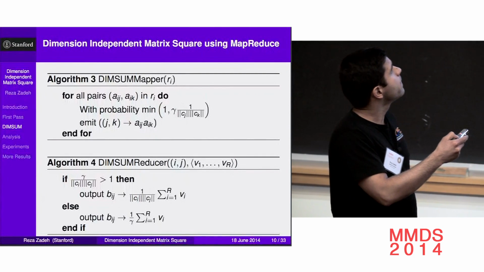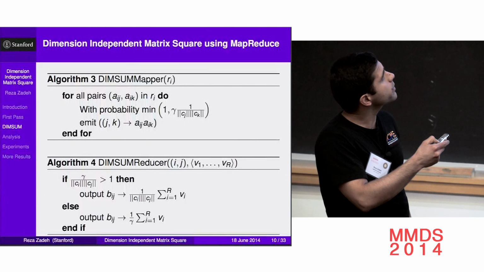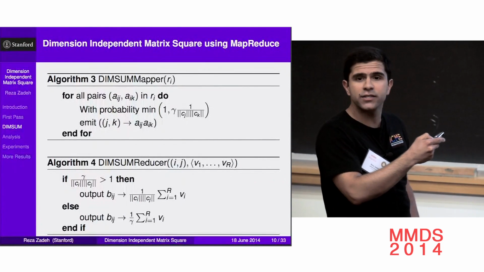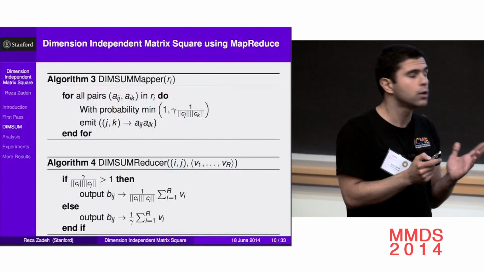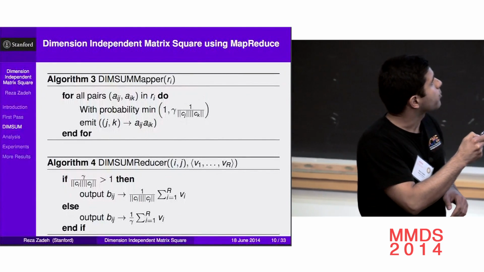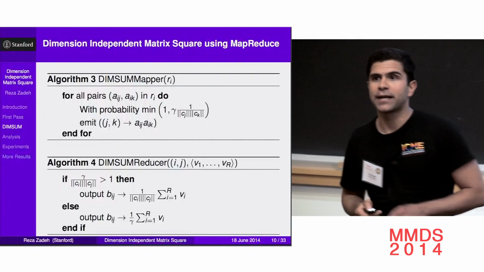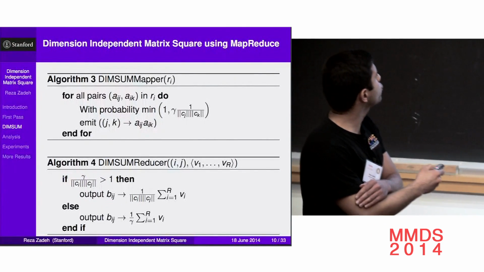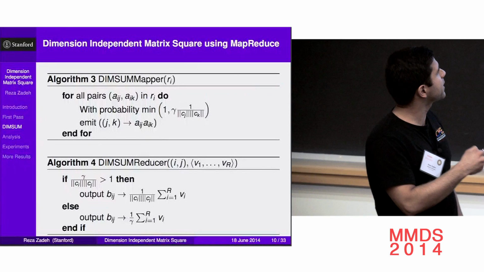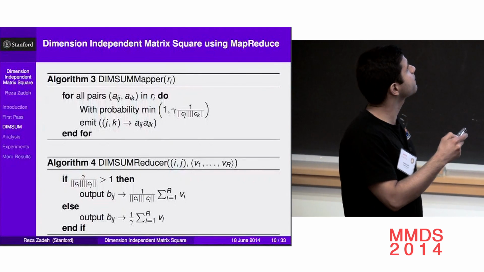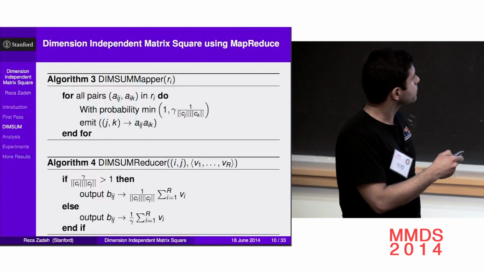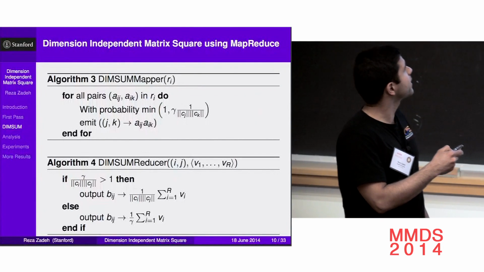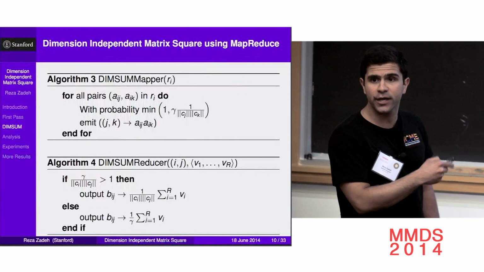The minimum here is just to make sure that this is a probability. That's why it's 1. And then the gamma is to satisfy concentration inequalities. So this is the important part, the sampling inversely proportional to the column magnitude. And the reducer is actually identical to before, except it undoes the fact that we're flipping some coins. So the output of the reducer is now a cosine similarity. Instead of being the dot product, it's the cosine similarity.